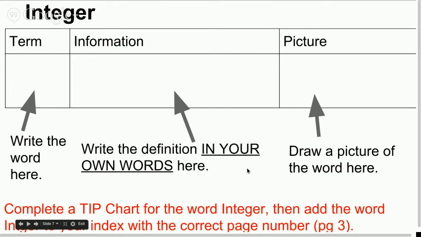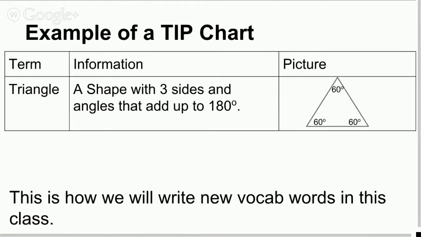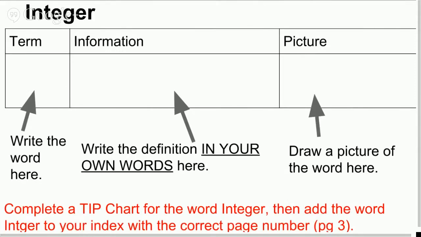This is a tip chart, and this is how we're going to do all of our definitions. Let me show you an example of one. All right, and then finish this for the word integer, pause it, and then click play again. Okay, welcome back.